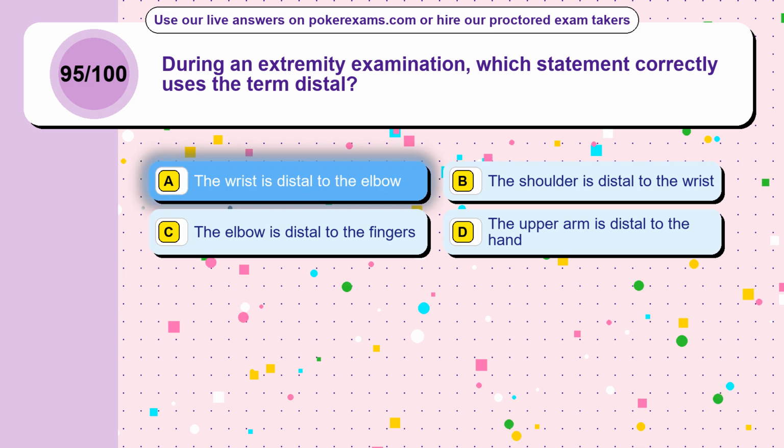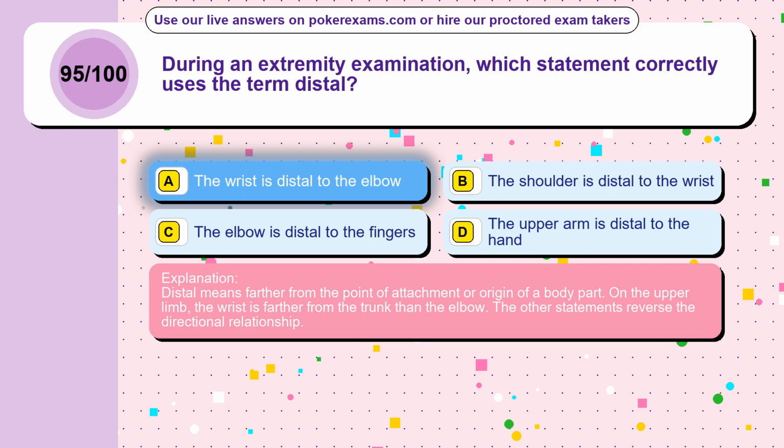The correct answer is option A. The wrist is distal to the elbow. Distal means farther from the point of attachment or origin of a body part. On the upper limb, the wrist is farther from the trunk than the elbow. The other statements reverse the directional relationship.